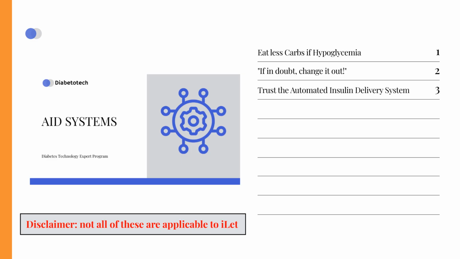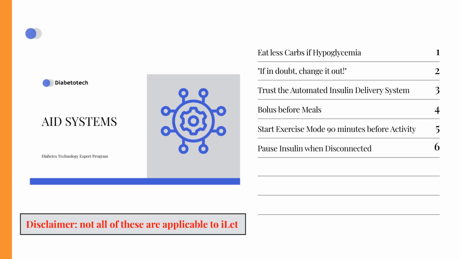Trusting the automated insulin delivery system and avoiding unnecessary manual interventions. Timing meal boluses 15 minutes before meals. Utilizing exercise mode 1 to 2 hours before activity, although this is not relevant for the iLet system. Pausing insulin delivery if the pump is disconnected for more than 15 minutes. Responding to alarms and being mindful of automatic updates on mobile phones. Seeking peer support for guidance and sharing experiences.